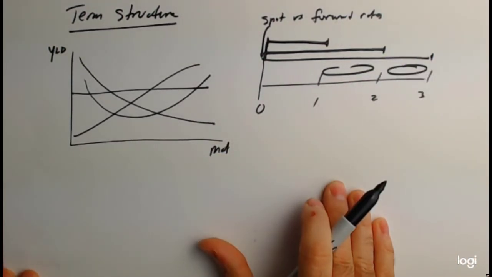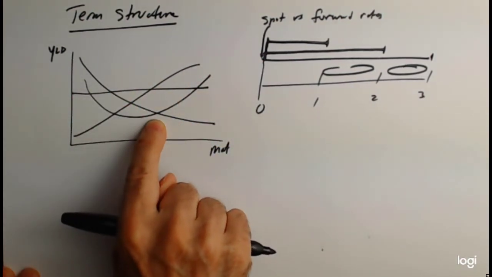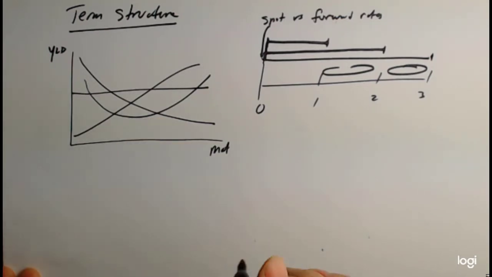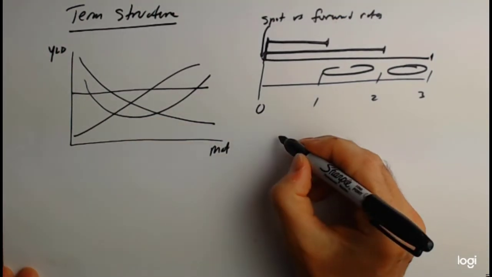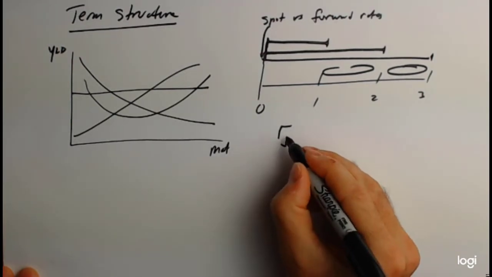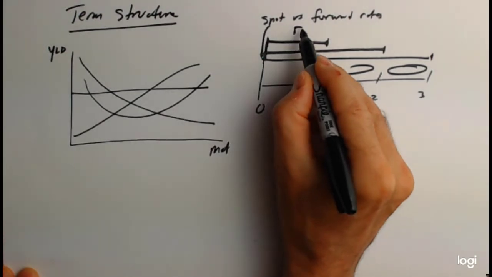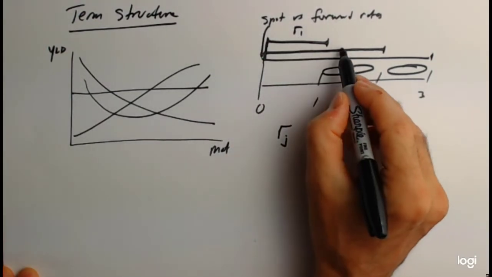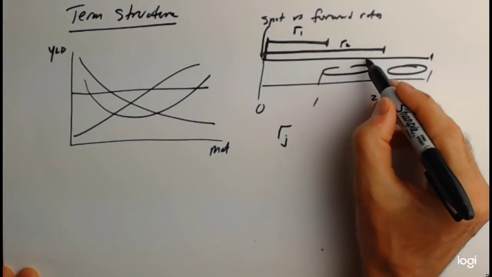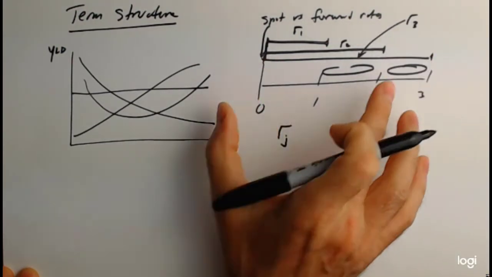We need to look at that because that can help explain these shapes, the various shapes. So let's introduce some notation. Spot rates are denoted by R with, let's call it a J, and J represents the duration. So this would be R1 for 1 year. This would be R2, and this guy right here would be R3 for that 3-year duration.